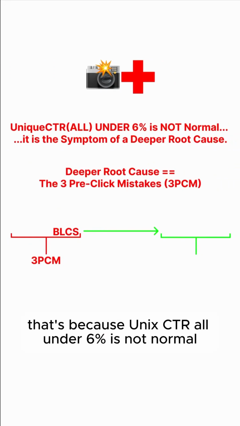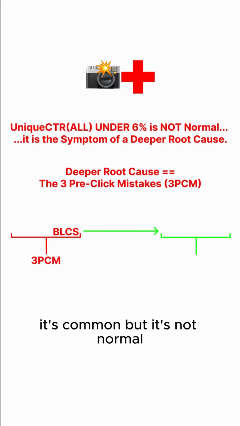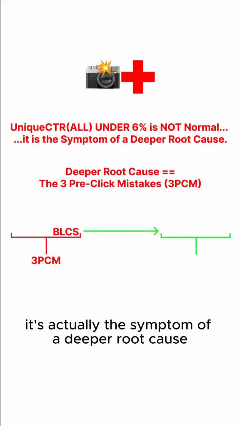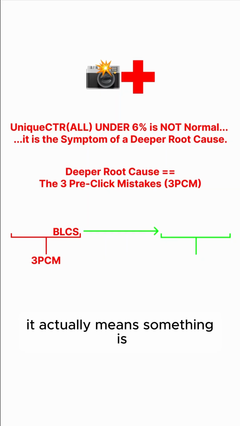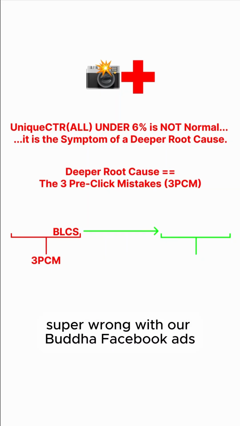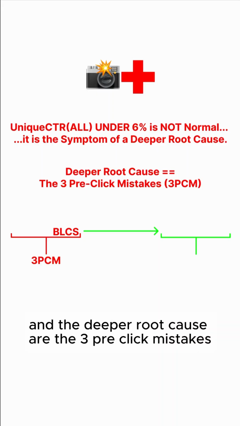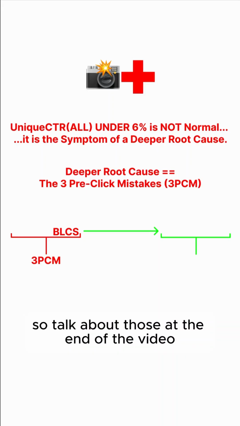That's because unique CTR under 6% is not normal. It's common, but it's not normal. It's actually the symptom of a deeper root cause. It actually means something is super wrong with our Boudoir Facebook ads. And the deeper root cause are the 3 pre-click mistakes. So we'll talk about those at the end of the video.